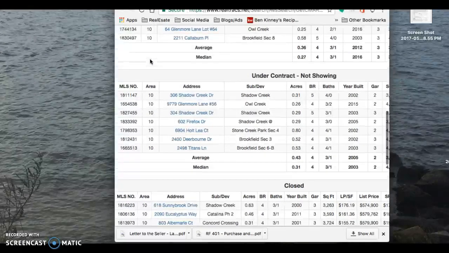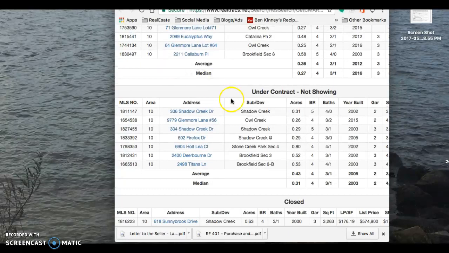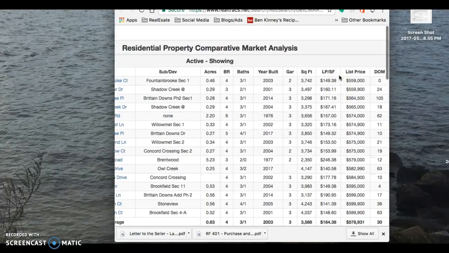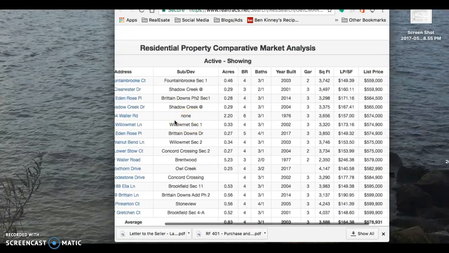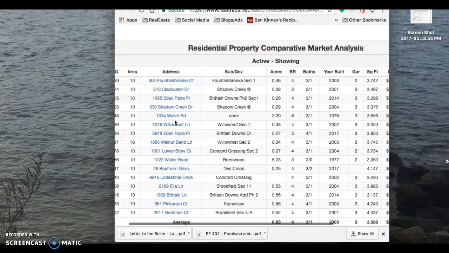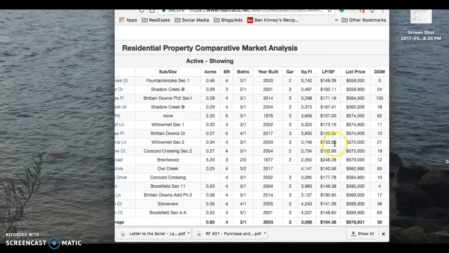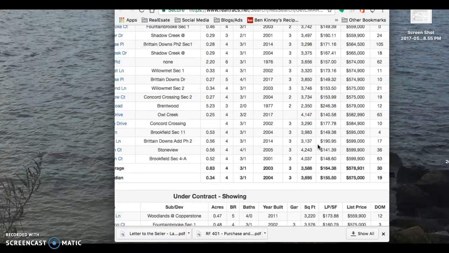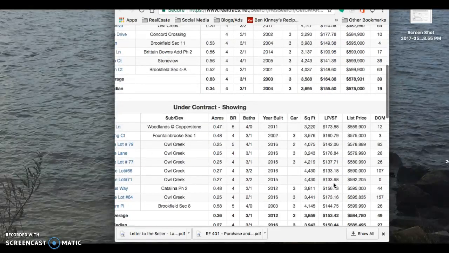So you got to think, why are these all selling and his isn't? Let's see what price ranges they are in. Yeah, so you have $5.99. His is at $5.79. So we're in a good price range. So let's look at his. His is priced at $153 a square foot. So at $149, the average is like $164. So we're below average and we're right in the median. So we're not overpriced.